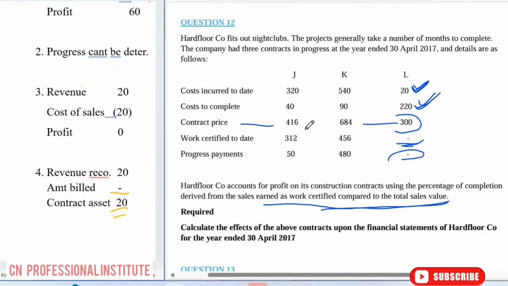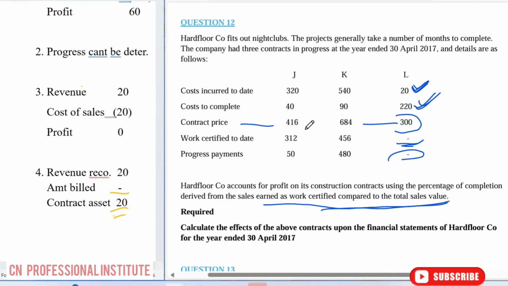With J and K, they are very simple. I think they are not onerous contracts, because if you compare the total cost, it's less than the contract price. I'm sure for both, right? So both are not onerous contracts. Very, very simple. Just pick your work certified. So when you pick J like this, you do your overall profit or loss, compare the contract price over the total cost, do your progress.